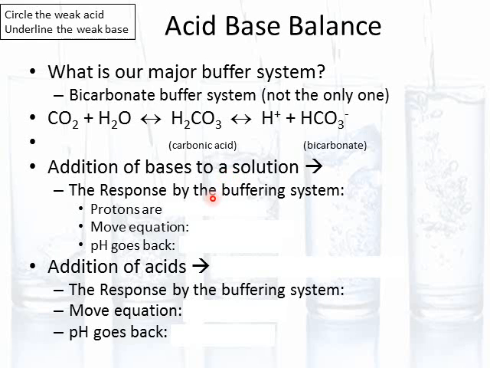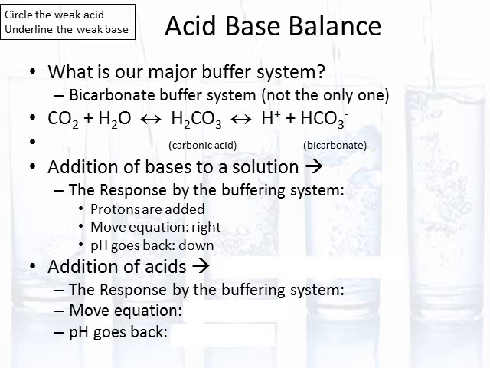In the situation where we have this buffering system, if we add bases to that solution, the response by the buffering system is going to add protons, adding hydrogen ions to get that pH back to normal. That's going to move the equation to the right. We need to dissociate carbonic acid into hydrogen and bicarbonate so we can add these protons to the solution, and that's going to move pH back down.